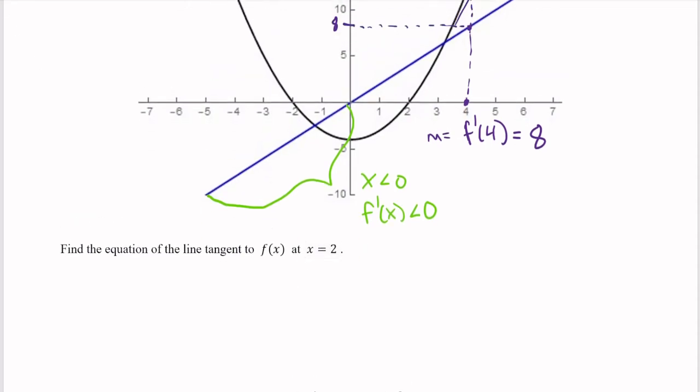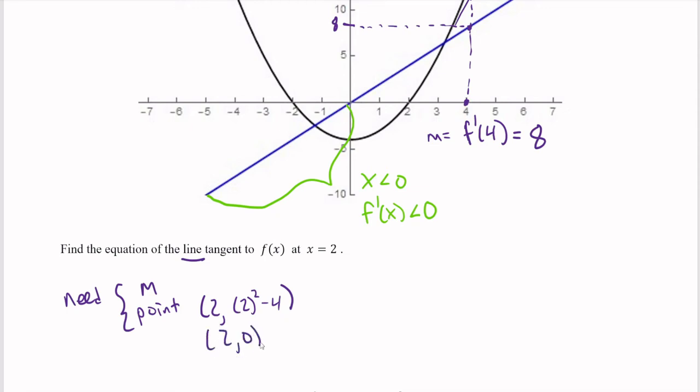Well, what do I need for this? Let's think through what I need. I said line. I immediately need the slope and a point, or an intercept, which is a point. Okay, I can do that. Well, I know that x equals 2, so that's good. So my point is going to be 2, comma, and then I know f, so I can just plug it in. So let's see, what was our function? It was 2 squared minus 4. Okay, which is actually just 2 comma 0, so that's my point.